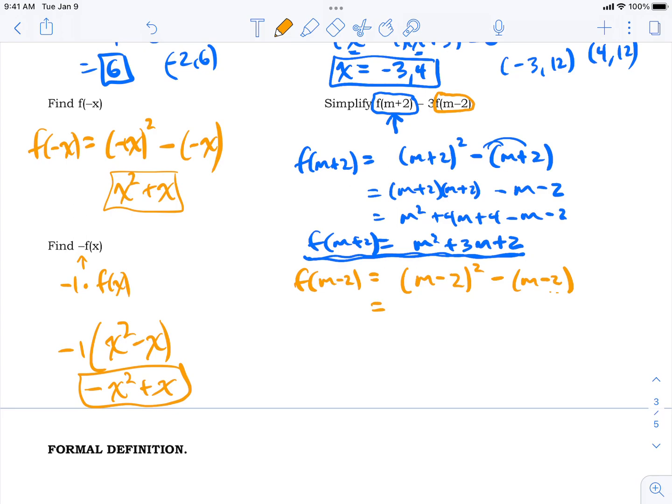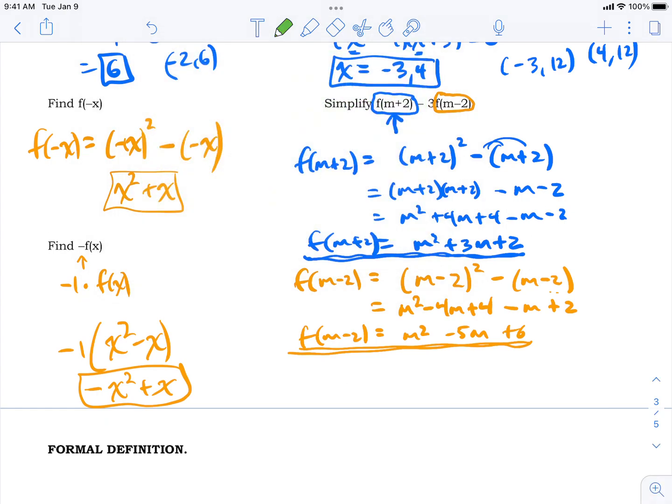If you work this one out, let's see, I'll FOIL this right now. I'll get an m squared minus a 2m minus a 2m plus a 4. And then I'll distribute over here, minus an m plus a 2. So I'm getting that f of m minus 2 is equal to m squared minus 5m plus 6. Hold on to that result. Get a new color.